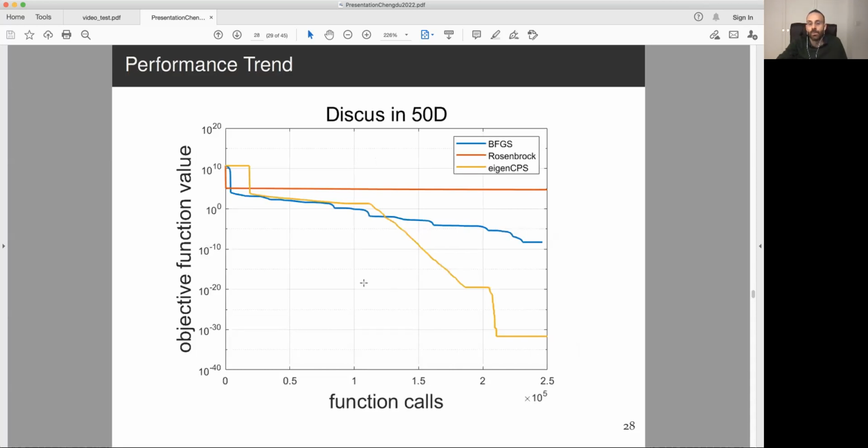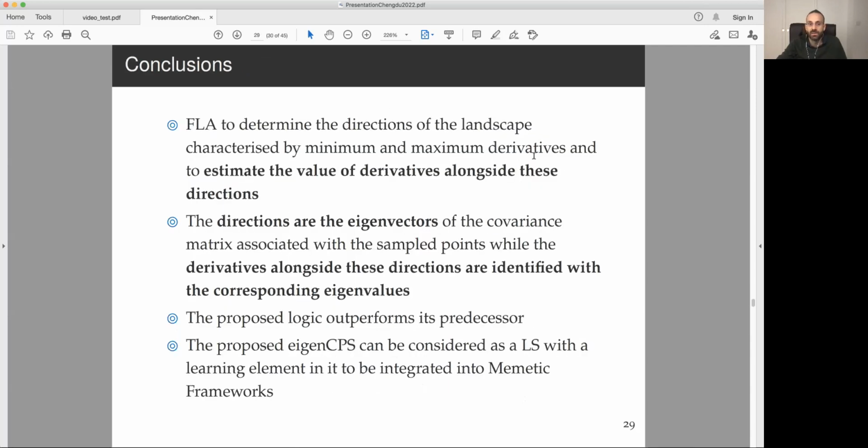And when we look into this case, again we have the discus, and you see that Eigen-CPS actually outperforms these other algorithms. So it identifies the correct rotation and achieves better results than the other algorithms.